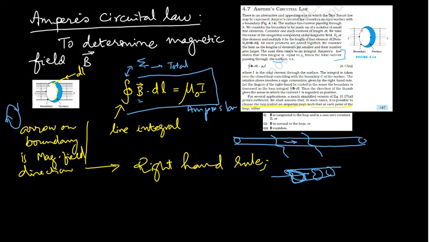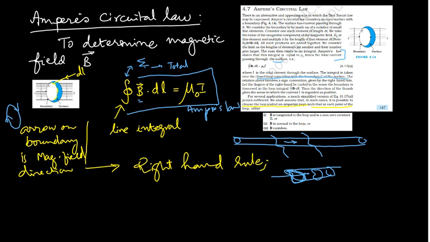So why is he giving that? Once you have the integration value and then you make B the subject, you will get B equal to something. That's what we will be talking about in the next part. So the integral is taken over the loop closely coinciding with the boundary C of the surface. This is the boundary. Okay?